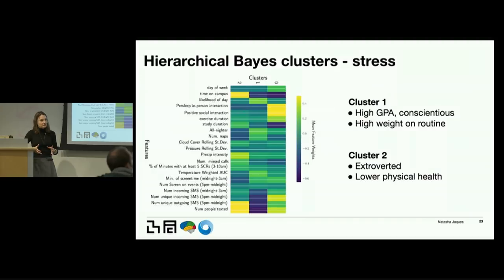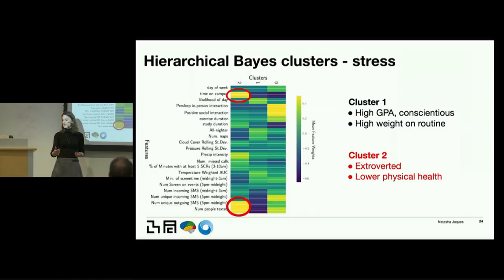Cluster two is extroverted, and they tend to have lower physical health. So I don't know what these extroverted undergrads are doing that lowers their physical health, but I guess you could make some guesses. But let's look at how they actually differ in their weights. So the extroverted cluster, we see that if they spend a lot more time on campus and they're texting a lot of people, especially late at night, that's actually making them feel less stressed the next day. So they feel good if they're doing these things.